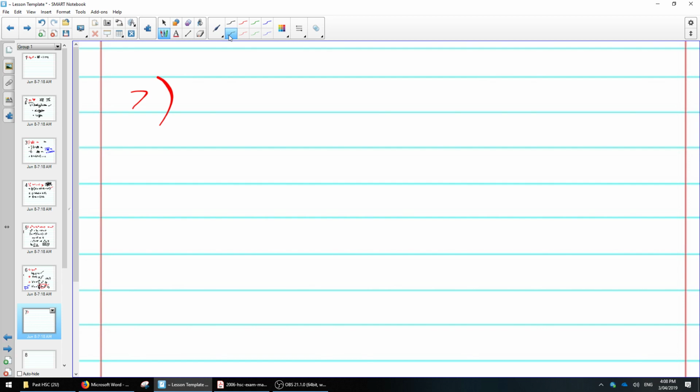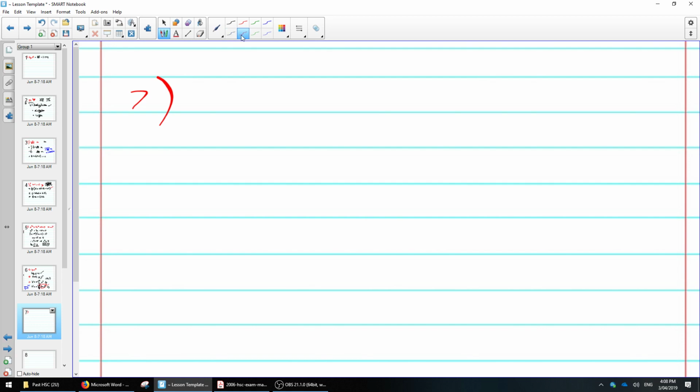Question 7. Find the equation of the normal, and so on. So, first thing, the key word is there's 3 marks, 3 beats. 1 mark is going to be to differentiate, 1 mark is going to be to find the gradient of the normal, and 1 mark is to find the equation. Alright? So, start us off.